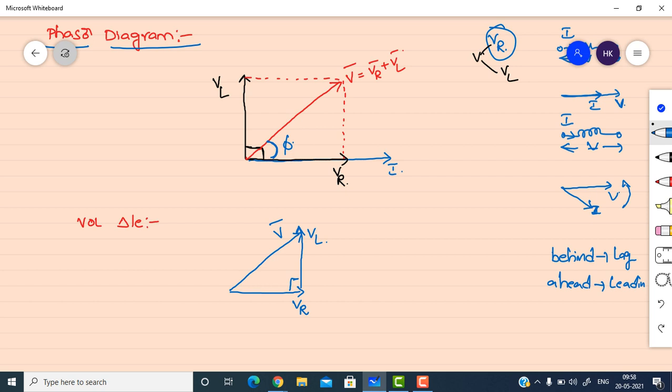And always you have to assume all the phasors are rotating in the anti-clockwise direction. So in the anti-clockwise direction you are seeing the voltage phasor is ahead of this current phasor, or the current phasor is behind this voltage phasor. So if the current phasor is behind the voltage phasor, it means current is lagging. The current lags V, this is the total voltage, by an angle of phi.